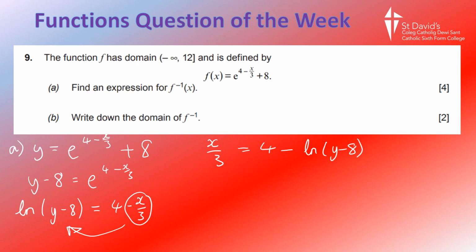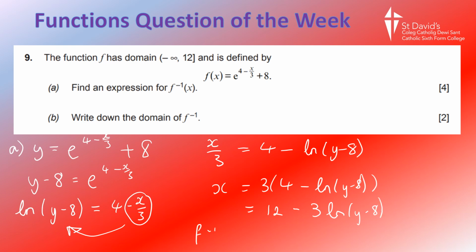Now I need to multiply both sides by 3. You can use a bracket if you want to, or you can actually go ahead and times both sides by 3. The mark scheme looks like this, but it would be absolutely fine if you multiplied by 3 to get 12 minus 3 ln(y minus 8). Then remember that you need to write down your inverse function answer by changing that y back into x. So here's my final answer for the inverse function. I'm going to do part B on the next slide.